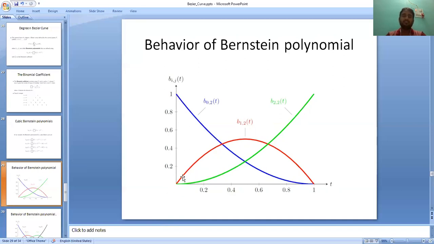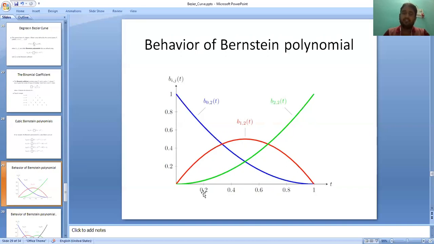So when t is equals to 0, the first term has the full contribution. That is, B02 has the full contribution in determining the value of x and y, but the others have no contribution. When t is equals to 1, the last term of the Bernstein polynomial has the full contribution, but the first two terms have less contribution.